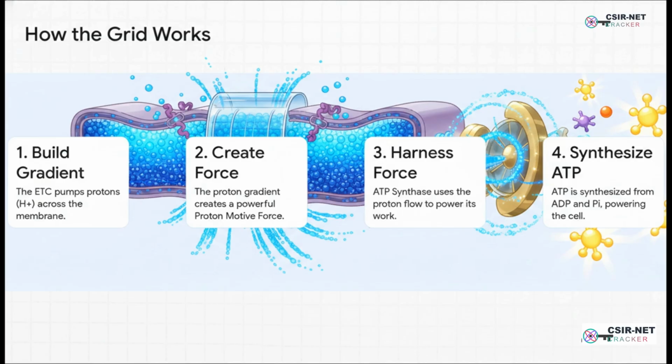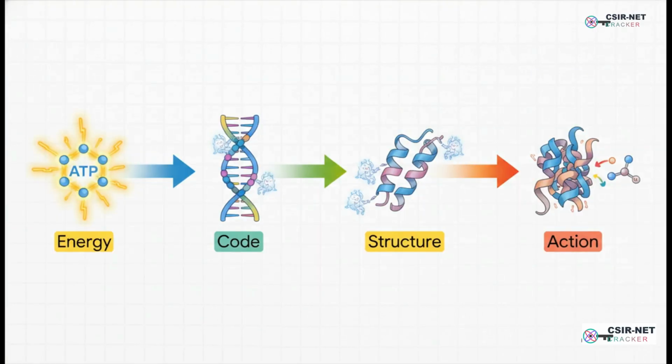First, a chain of proteins pumps protons across a membrane, building up this huge gradient. Think of it like water piling up behind a dam. This creates a powerful force. Then, this amazing little molecular turbine called ATP synthase lets the protons flow back through. And as they rush through, they physically spin the machine, which jams the phosphate onto ADP, creating tons and tons of ATP. And there you have it.